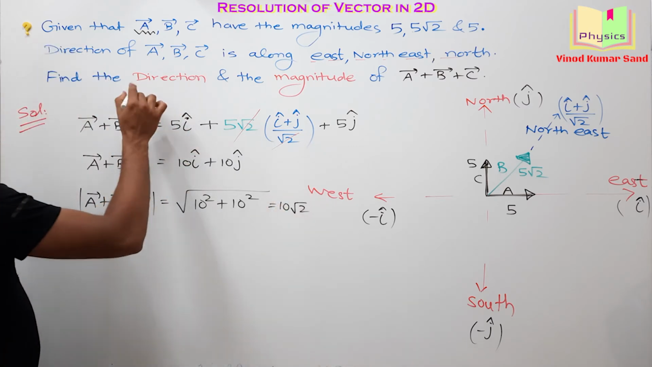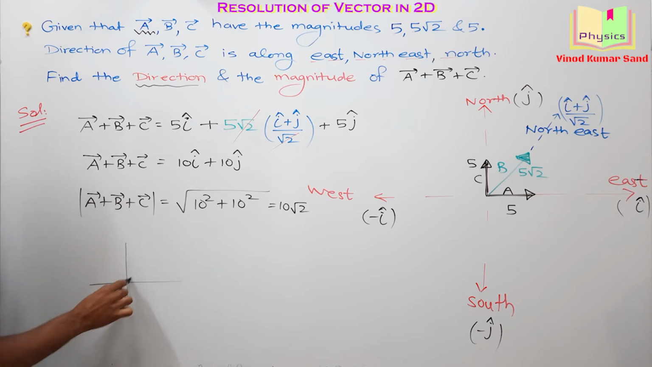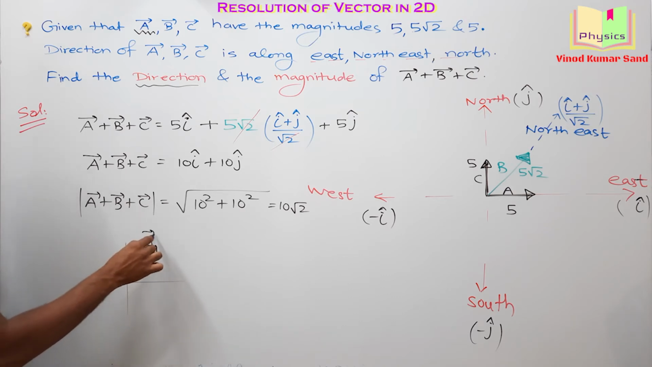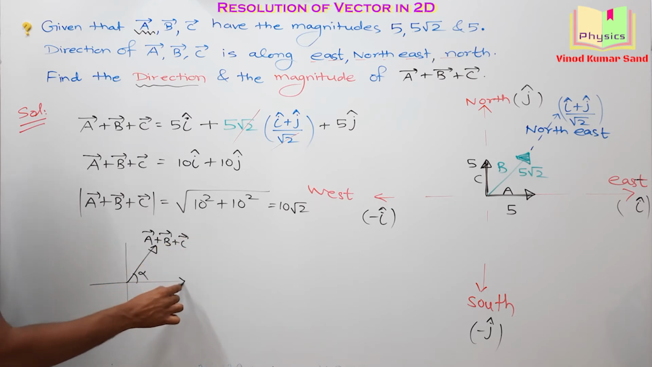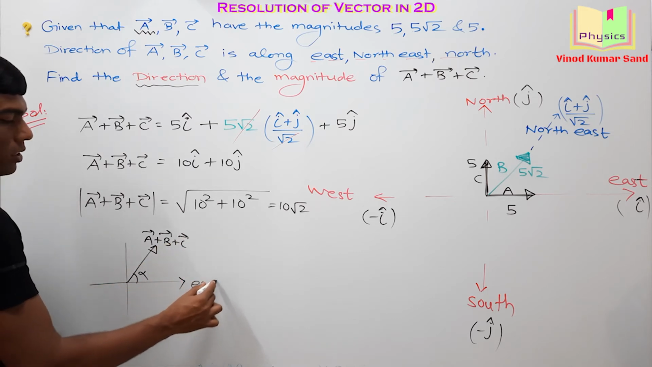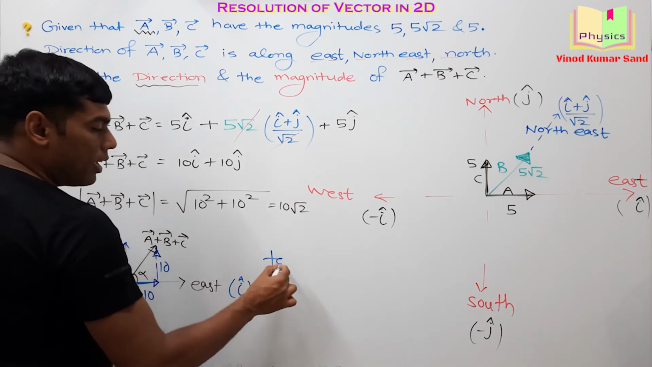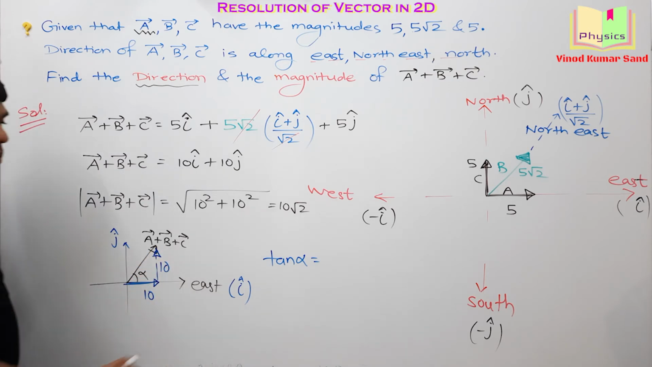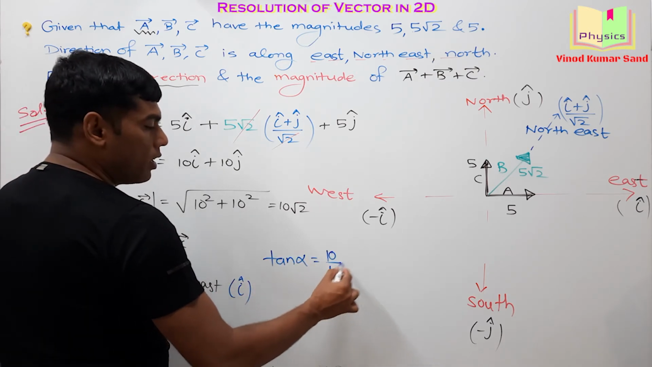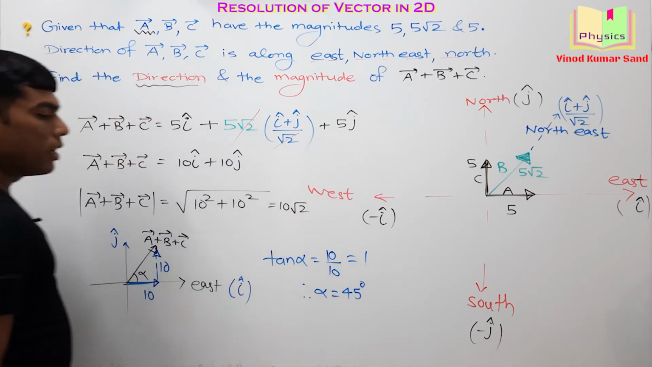Now we need the direction. For direction, if you check the sense of A vector plus B vector plus C vector, let's say it is making an angle alpha with the east direction. It means tan alpha will be equal to what? 10 divided by 10, which is equal to 1. Alpha is equal to 45 degree.